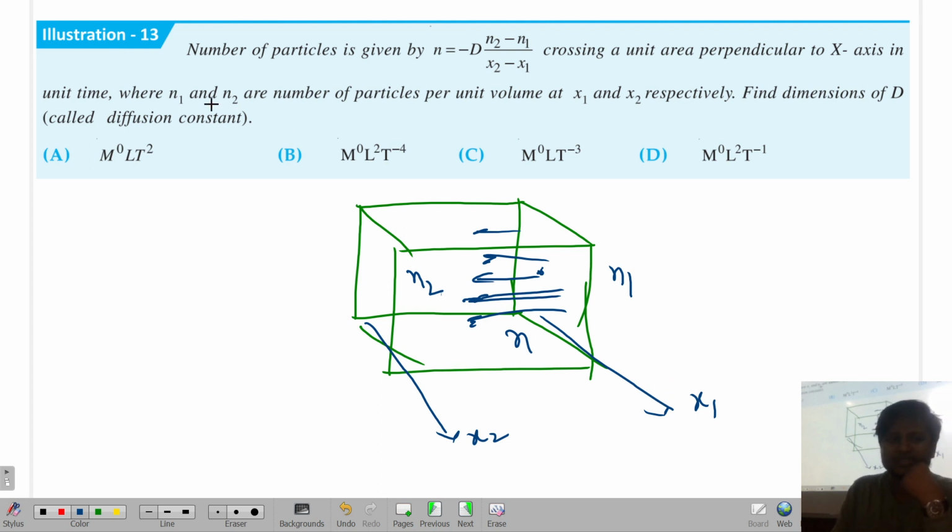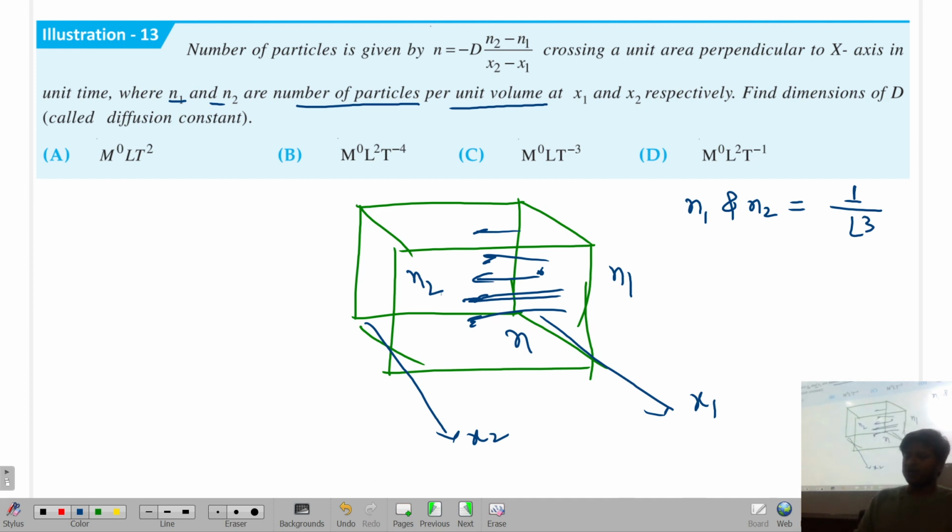Now, can you see what n1 and n2 are? Number of particles per unit volume. So what should be the dimension of n1 and n2? It should be a number. Number means a constant, yes or no? But per unit volume. So constant by volume is their dimension. What is volume? L cube. So the dimension of n1 and n2 is 1 by L cube.